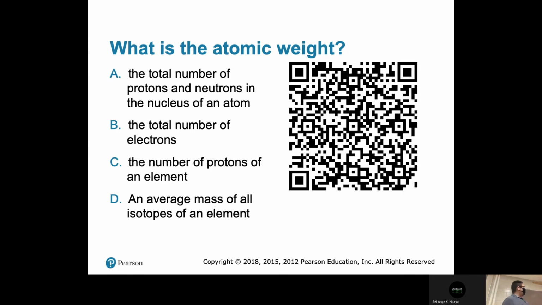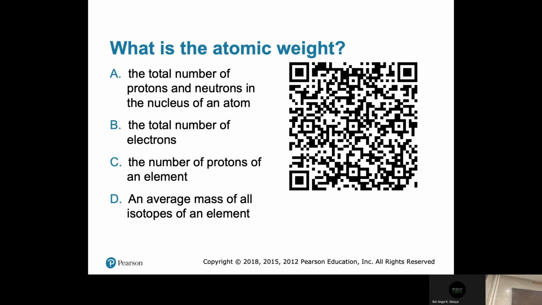So this is the distribution right here. What is atomic weight? Most of you said D, which is the correct answer, because D is the average of all the masses of all the different isotopes of an element, right? But you just said that weight wasn't the same as mass. It's not. Mass is the number of protons plus neutrons.